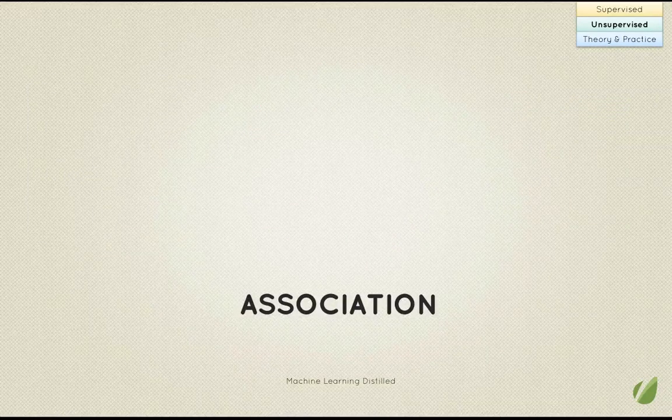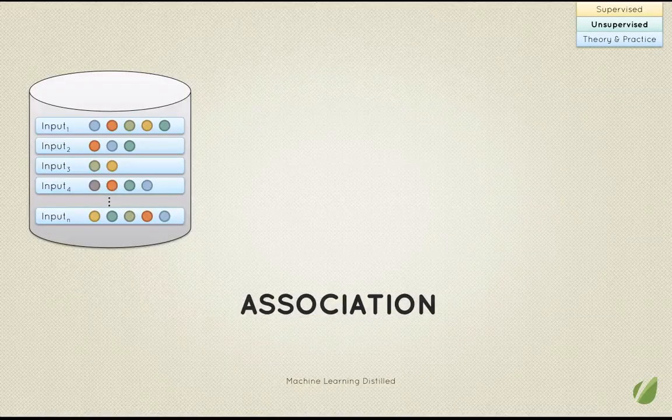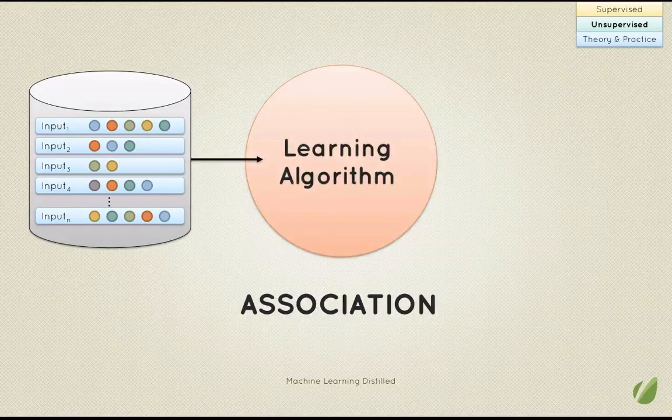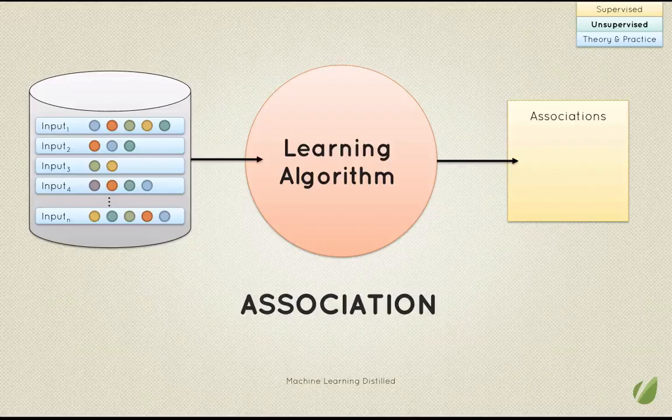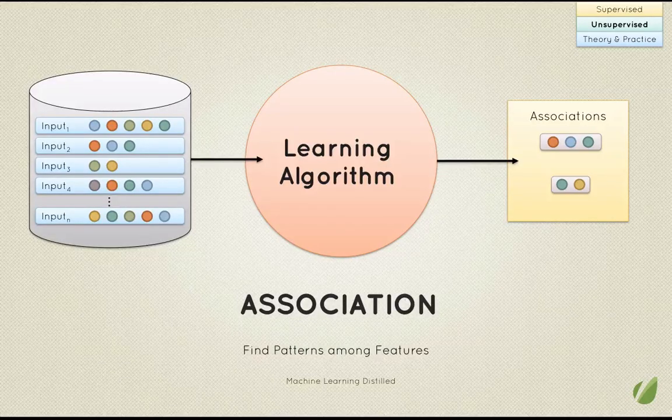Association analysis is another type of unsupervised learning. In this case, we have a set of inputs that we're going to imagine as sets of items. When we put that through a learning algorithm, it will produce a set of associations, items that frequently occur together, as well as rules that describe these correlations. Association analysis is about finding patterns among the features, among the components themselves.